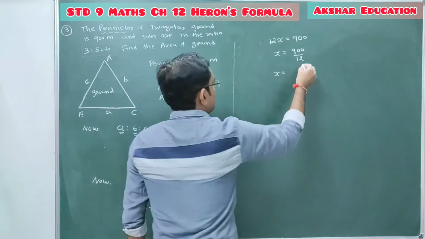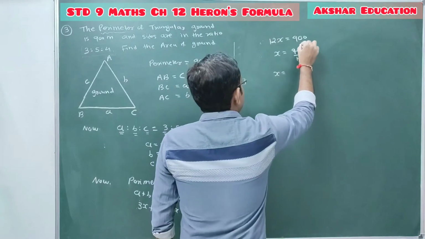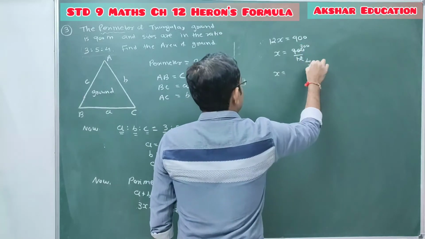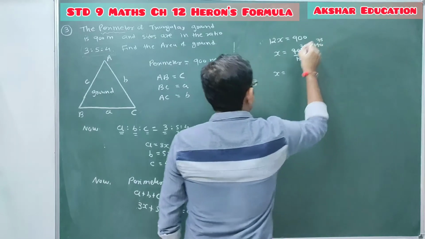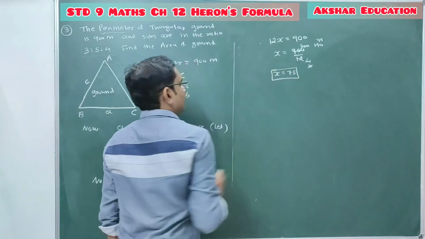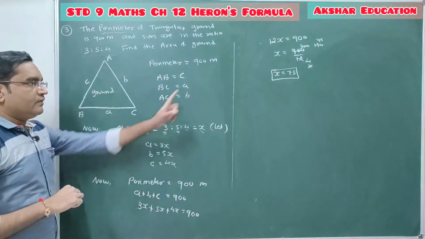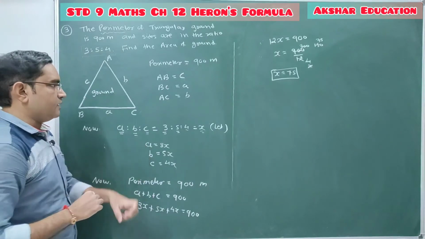So simplification, 3 4s are 12, 3 3s are 9, 2 2s are 4, 2 150s are 300 and 2 75s are 150. So we are getting x equal to 75. Put that value of x in this a, b and c. So we are getting the actual length of sides a, b and c.